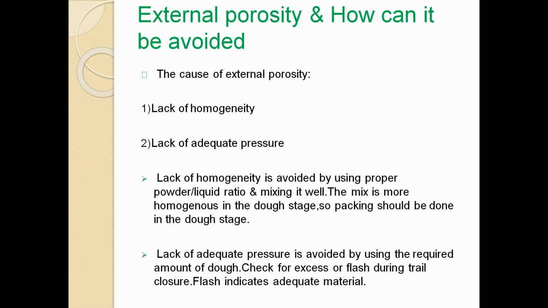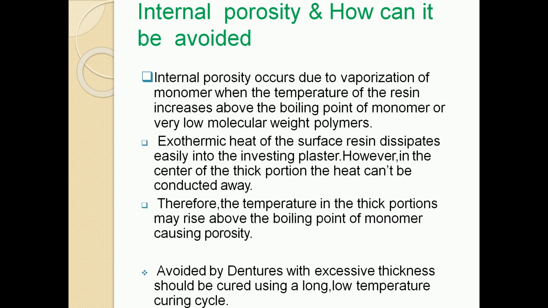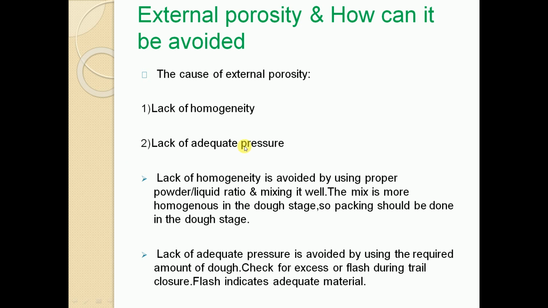Coming on to the external porosity, and how it can be avoided. The cause of external porosity is lack of homogeneity and lack of adequate pressure. Lack of homogeneity is avoided by using the proper powder liquid ratio and mixing it well. The mix is more homogeneous in the dough stage, so packing should be done in the dough stage only. Very important line.